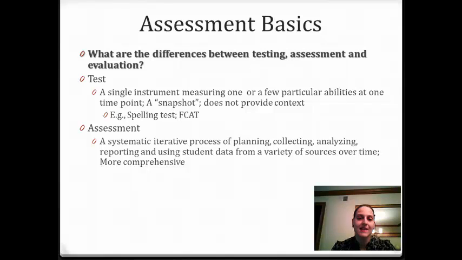So, as you can see, assessment, even though that word is sort of thrown around here and there, assessment is very particular in terms of what it means, right? And it is systematic, it is continuous, and that's what iterative means, of that cycle of planning, collecting, analyzing, reporting, and using it to inform your instruction.